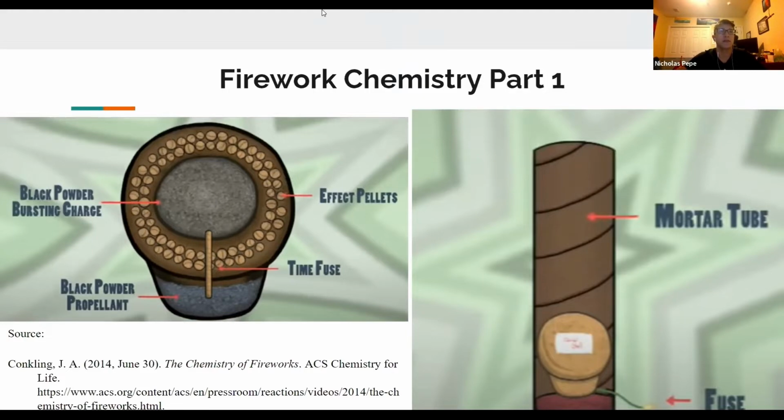For my specific topic, I chose to do firework chemistry. Fireworks can be broken down to three main aspects: the physical design, the chemistry behind the explosion, and the chemistry behind the colors. The physical design is quite simple.